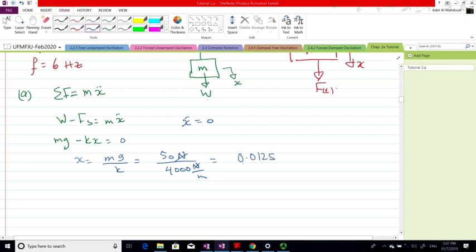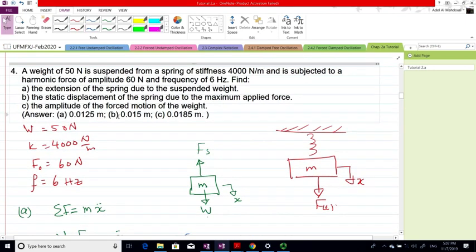Will be 0.0125, isn't it? Meter. Okay, so this is the answer of the first part of this question. The second part: the amplitude of the forced motion of the weight.